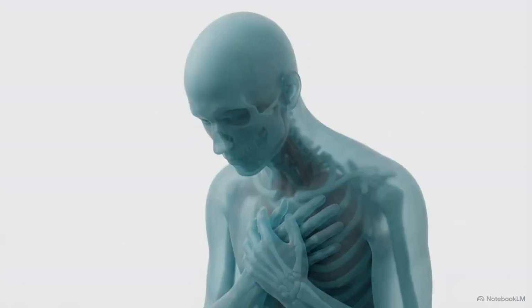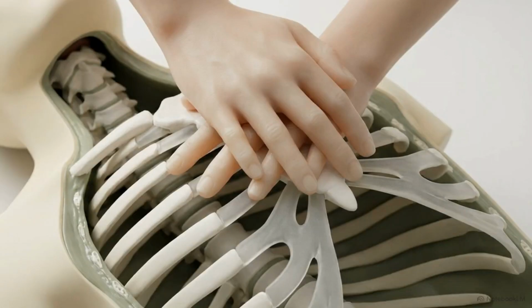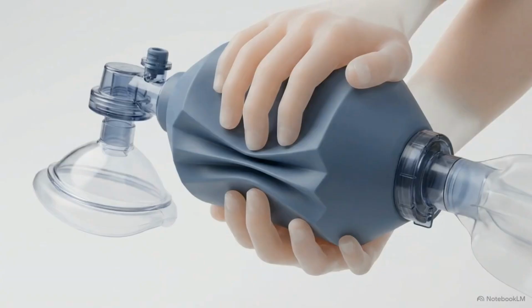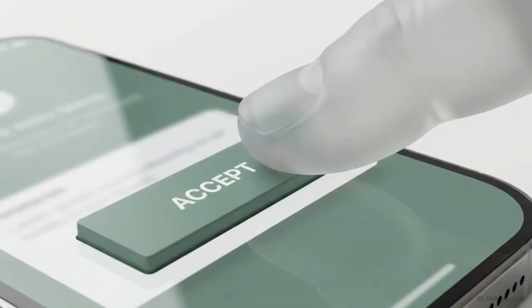Remember, perfection is the enemy of survival. Whether you are providing simplified compressions to buy a few precious minutes, or applying advanced techniques to fully oxygenate the blood, taking immediate action is the only choice that matters.